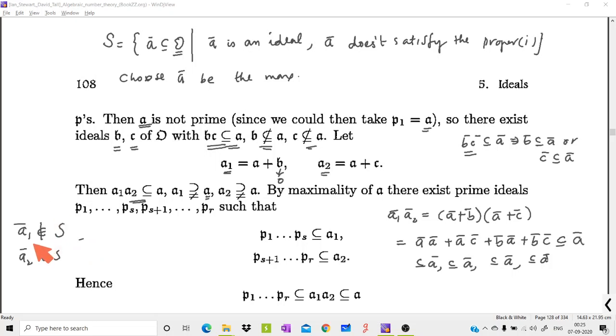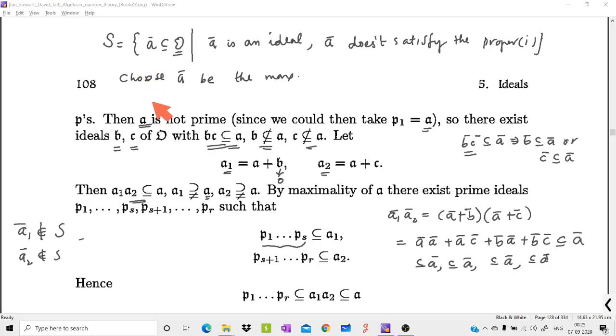That means we can find P1, P2, etc. Ps, a set of prime ideals whose product is contained in A1, because A1 is not an element of S. Similarly, you can get another set of ideals, P(s+1), P(s+2), etc. PR, which is contained in A2. But we know that this product P1, P2, etc. PS, P(s+1), P(s+2), etc. PR is contained in A1 A2, which is contained in A. Okay, this is a contradiction because we can get ideals P1, P2, PR whose product is contained in A. So this is the contradiction for the choice of A as a maximal element of S.